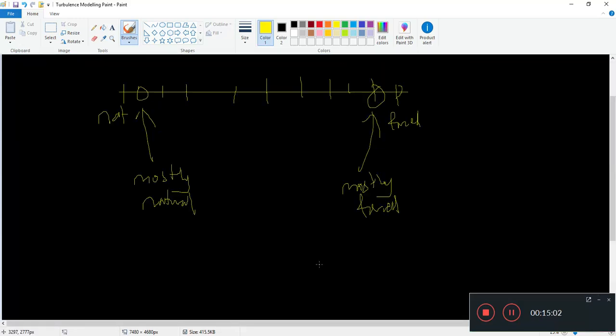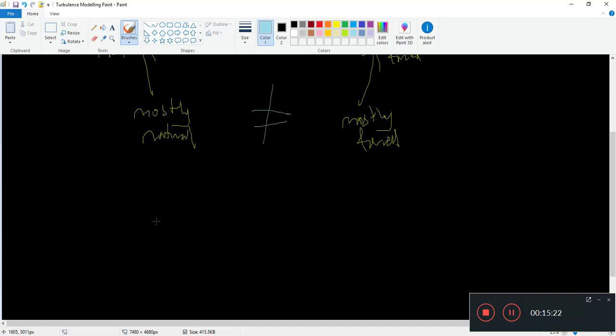how are you going to quantify this, right? Are these flows the same? First question, are these flows the same? These flows are definitely not going to be the same. How then are you going to quantify how much natural convection is versus forced convection?